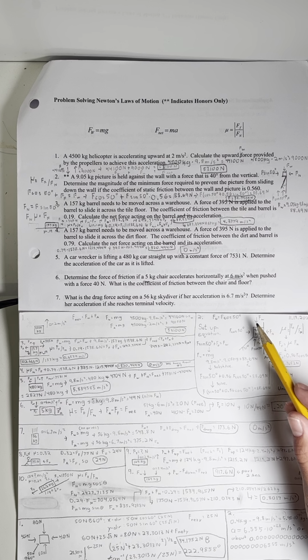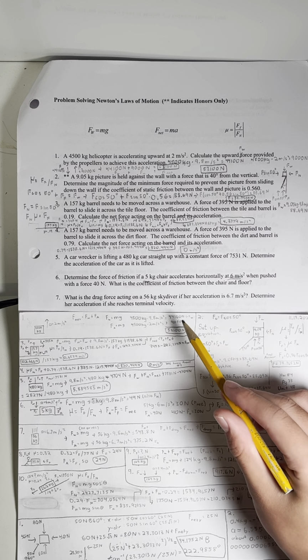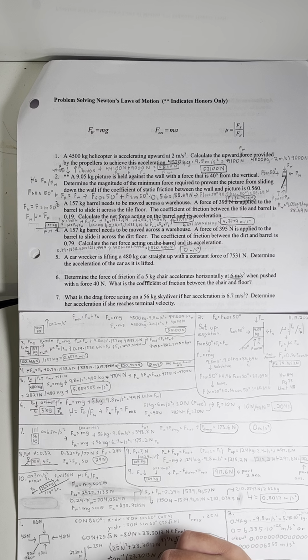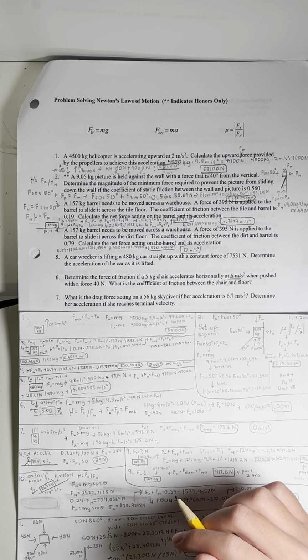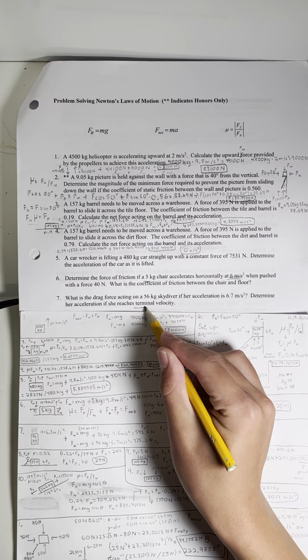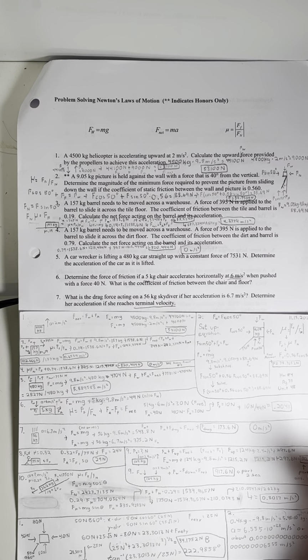And it also asks what's her acceleration during terminal velocity. We don't need to do any calculations on that because it says terminal velocity, and automatically, terminal velocity means you reached your max speed. So you're not accelerating, and our answer is 0 meters per second squared.